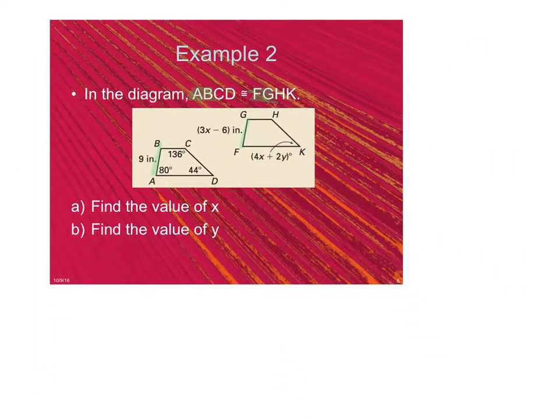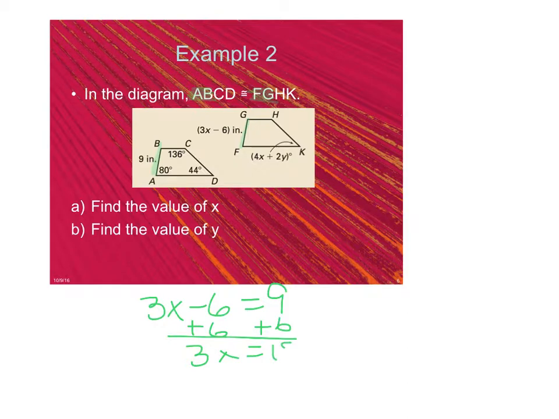So to find the value of X, I'm going to set 3X minus 6 equal to 9. And that's going to give me my value of X. I now have to add 6, and I get 3X equals 15. Divide by 3, and my value of X is 5.